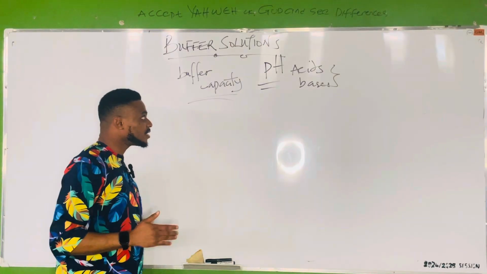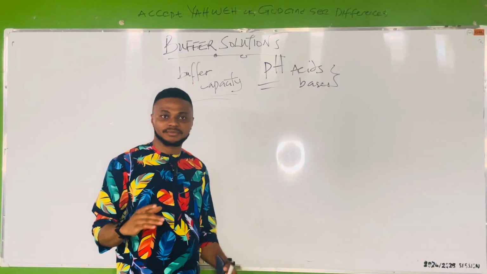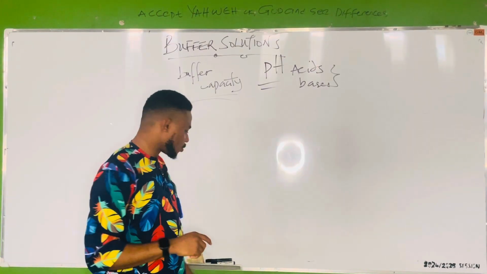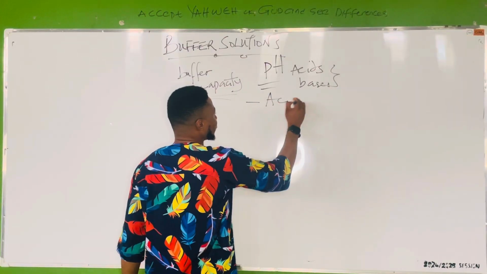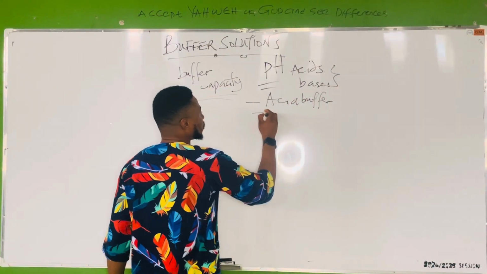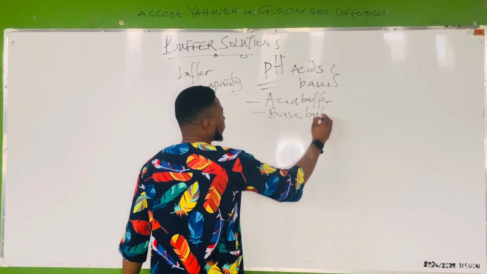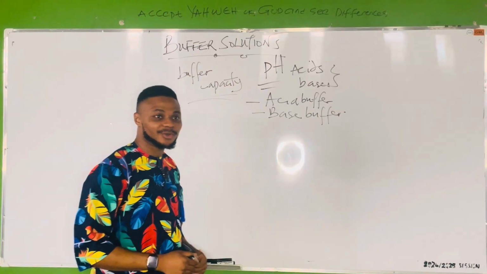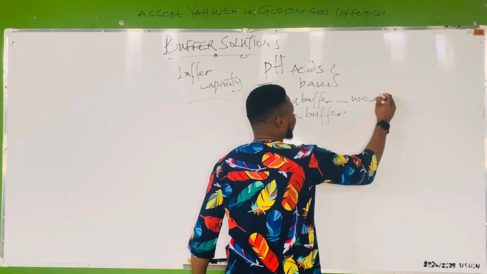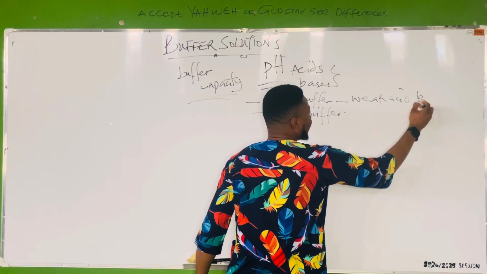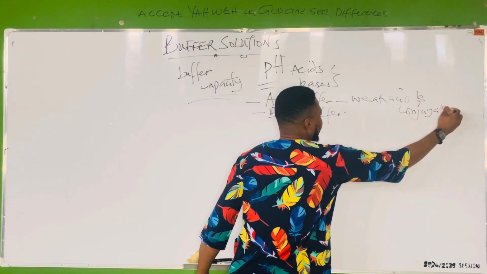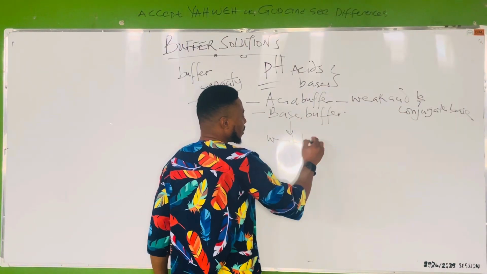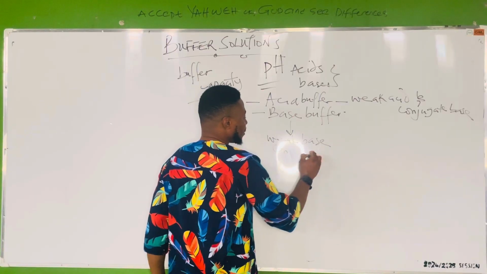So basically, when we look at buffer solutions, we have different types of buffer solutions. As a matter of fact, we have two major categories of buffer solutions. The first one is what we call the acid buffer, and the second one is what we call the base buffer. An acid buffer is actually a buffer solution that contains a weak acid and its conjugate base. While a base buffer contains a weak base and its conjugate acid.